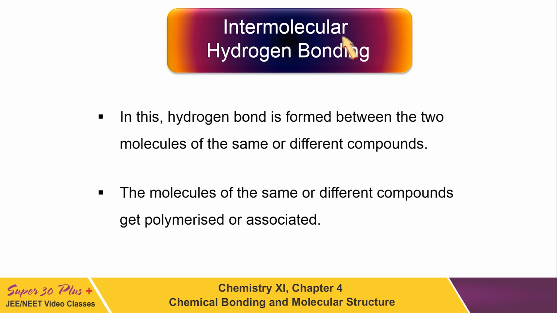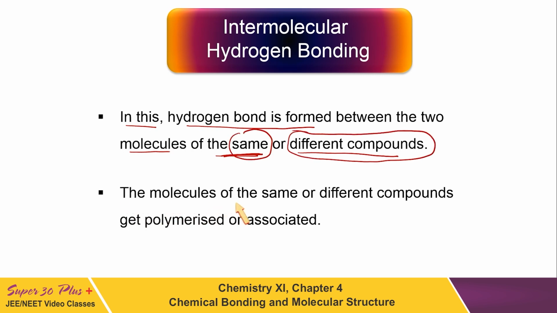So what is intermolecular H bonding? In this, a hydrogen bond is formed between two molecules of the same or different compounds. The molecules of the same or different compounds get polymerized or associated because of this H bond. N number of molecules get associated, and it can also be called polymerization of them, right?